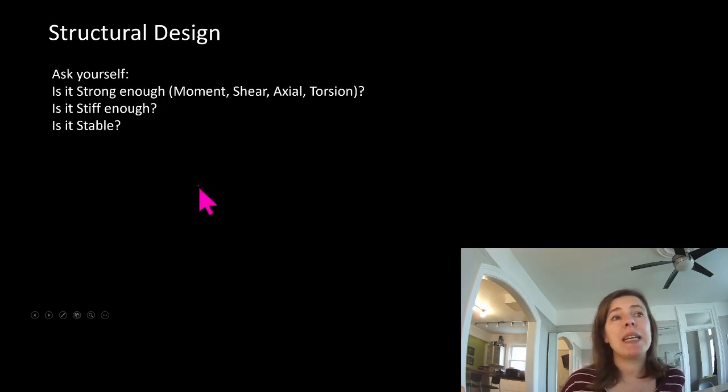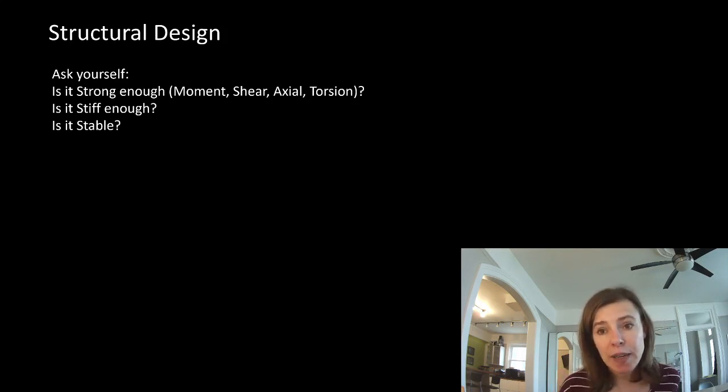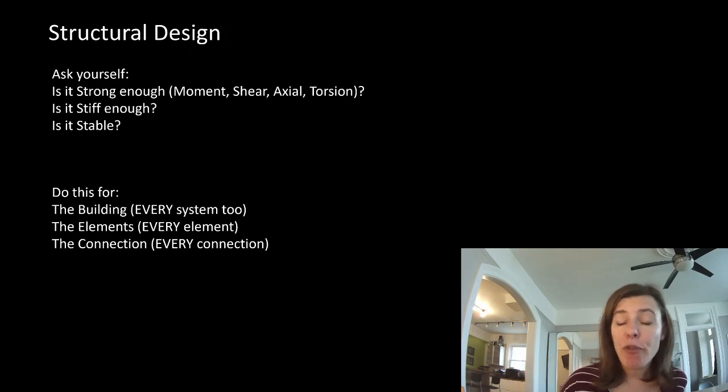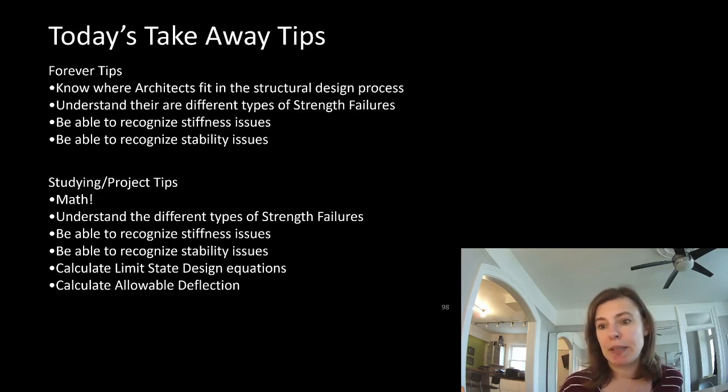So the idea here is that you have to ask yourself, is everything in our building strong enough? So moment, shear, axial, torsion. Is it stiff enough? Have we met vibration criteria? Have we met deflection criteria? And is it stable? Does it want to slide? Does it want to spin? Does it want to tip? And we ask ourselves that for every object, every element and every connection in the building. And that is what we have to do as the structural engineers. Is it strong enough, stiff enough, and stable for every system, every element, and every connection in the building?